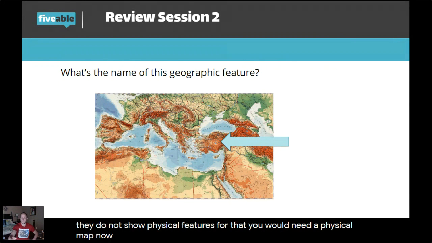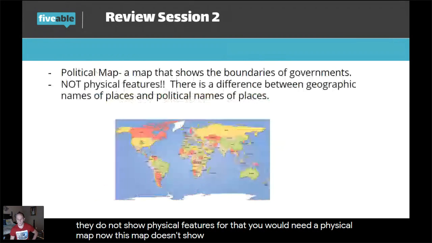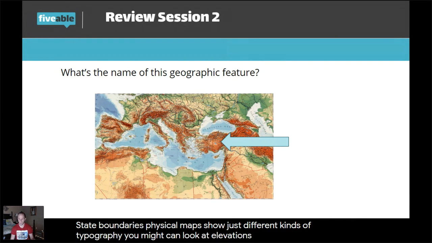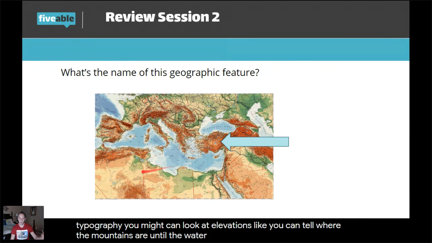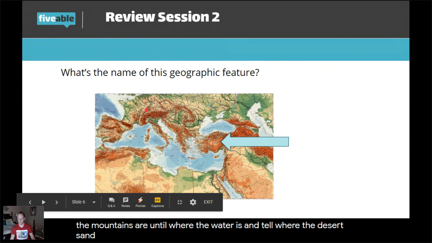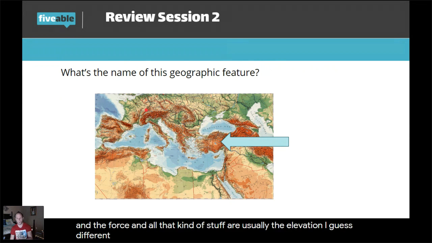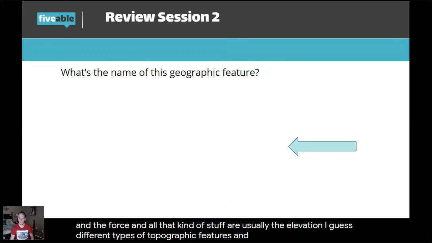Now, this map doesn't show state boundaries. So political maps show state boundaries. Physical maps show just the different kinds of topography. You can look at elevations, like you can tell where the mountains are, you can tell where the water is, you can tell where the deserts and the forests and all that kind of stuff are. Usually, though, elevation, or different types of topographic features, is the main thing you're going to see on a physical map.